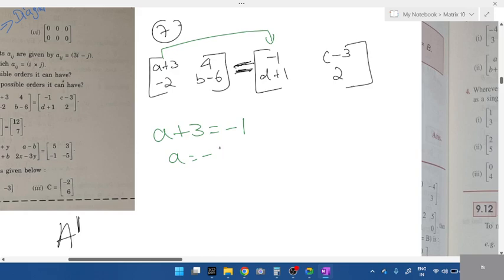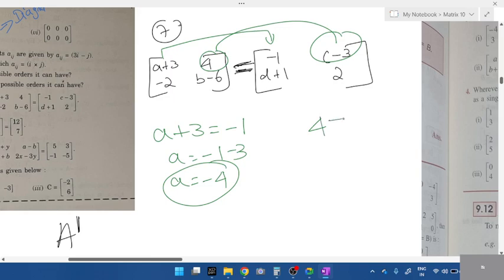What is A value? Minus 1 plus 3. Yes. Compare the next one. What do you have to write? 4 is equal to C minus 3. C is on the right hand side, keep it as it is. Minus 3 goes to the other side and becomes plus 3. So what is C? 7.